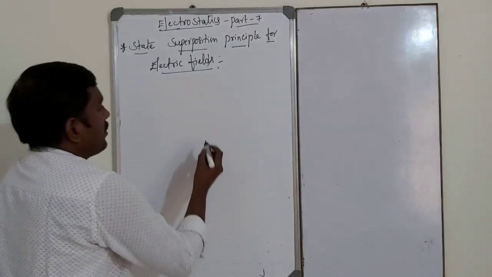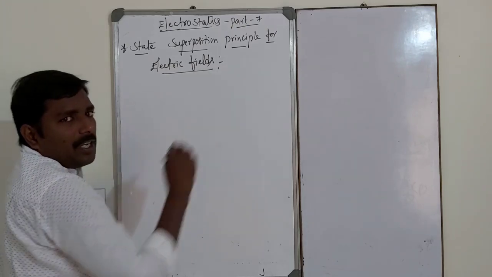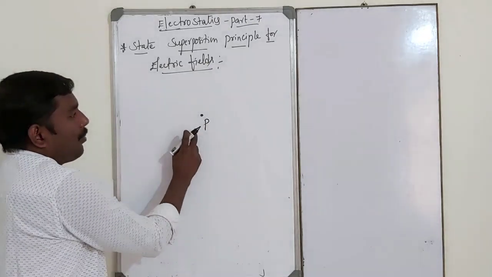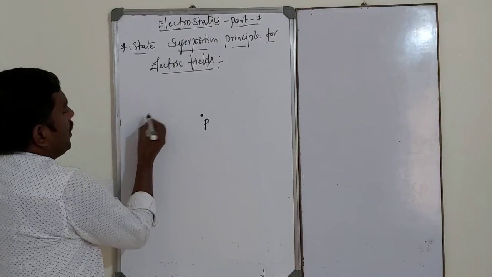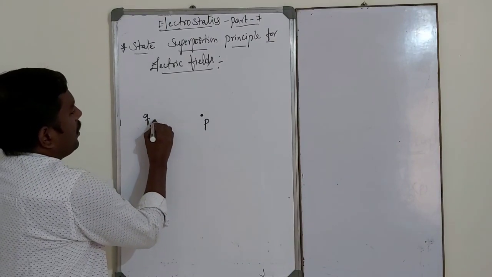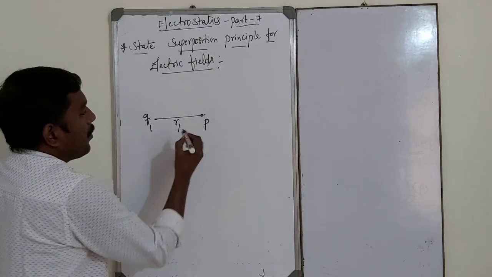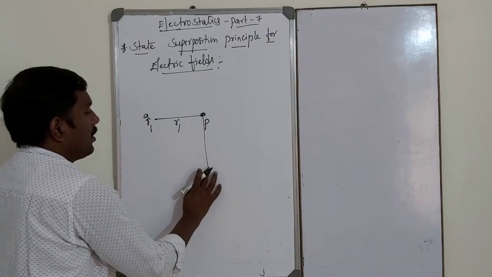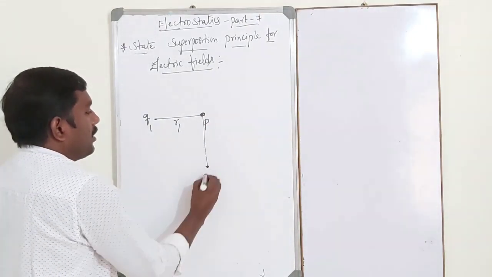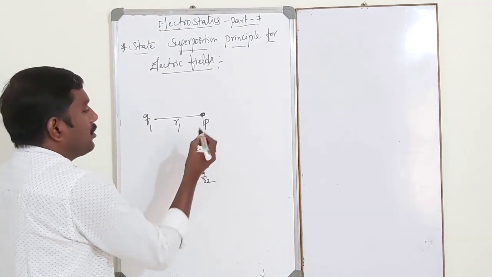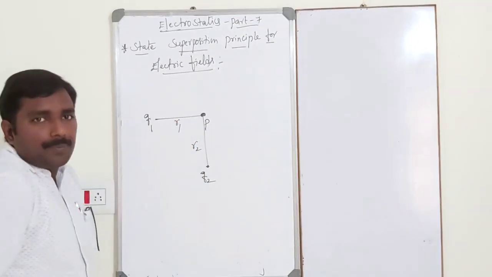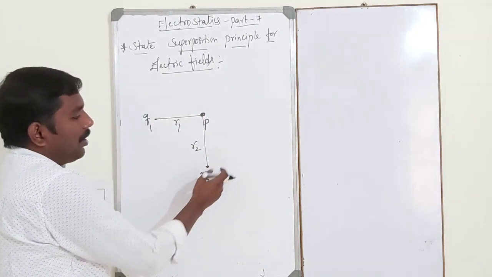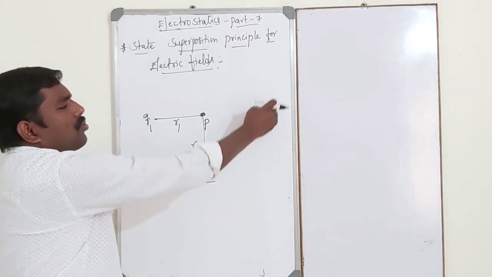Dear students, suppose consider a number of charges. Of course, consider a point P. This is the point P. Consider a charge Q1 at a distance R1 from the point P. Similarly, consider another charge Q2 at a distance R2 from the point P. Of course, consider number of charges Q3, Q4, Q5, and so on, Qn.